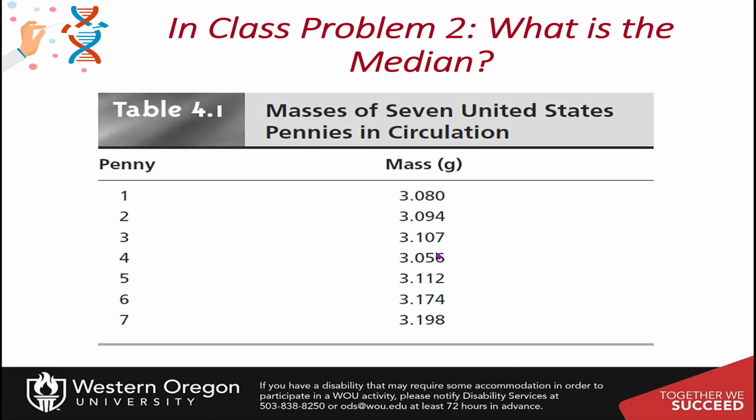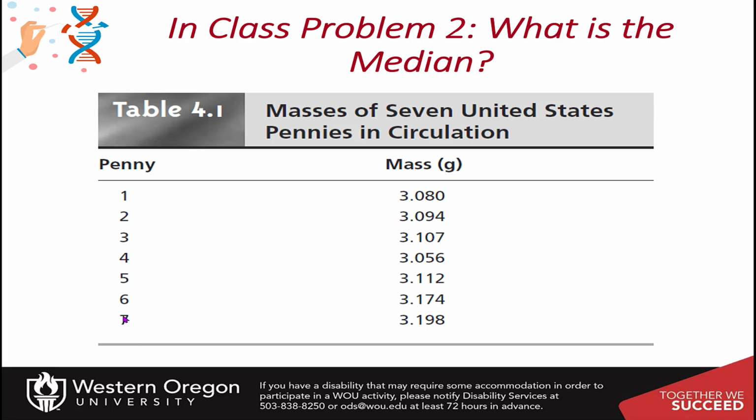Go ahead and do this problem as well. All right, so we'll note that this one is the only one that's out of order. We would put this one back at the beginning, and then we would find the answer that's in the middle, which would be the 4th place. So in this case, if we put this up at the top, we'd have 1, 2, 3, 4. So 3.107 in this case would be the median answer in this set. It would be the 4th one. So this is an odd set.